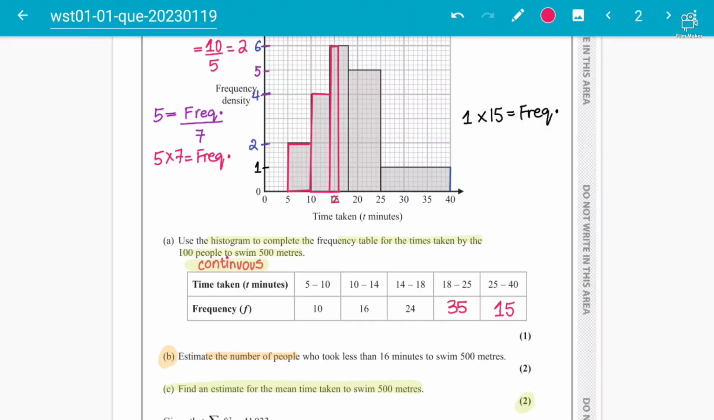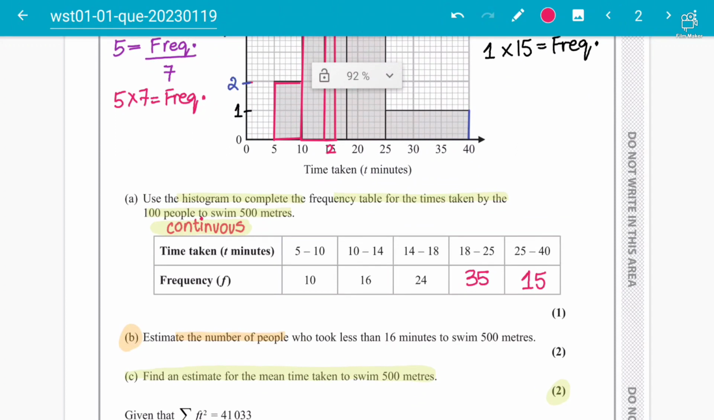So let's work it out, students. Between 5 and 10 you will have the midpoint as 7.5. I'll write it down. 10 to 14 you will have the midpoint as 12. 14 to 18, I will have the midpoint as 16. 18 to 25, the midpoint will be 21.5.